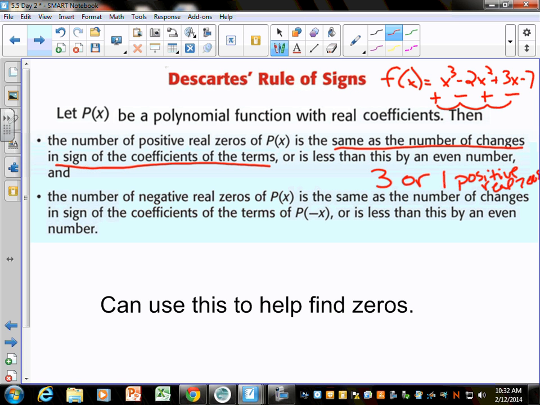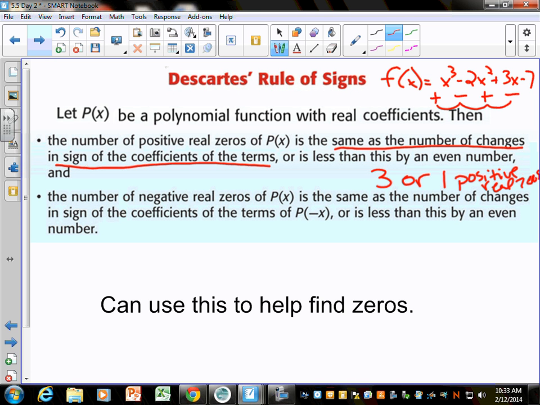Wait, hold on. Repeat what you just said about 3 or 1. That's this part right here. 3 is because it changes 3 times, but it says it's equal to the number of changes in sign or is less than this by an even number. So however many sign changes you get, you have to subtract 2 until you can't subtract anymore, or you would be negative. So let's say there were 4 sign changes.